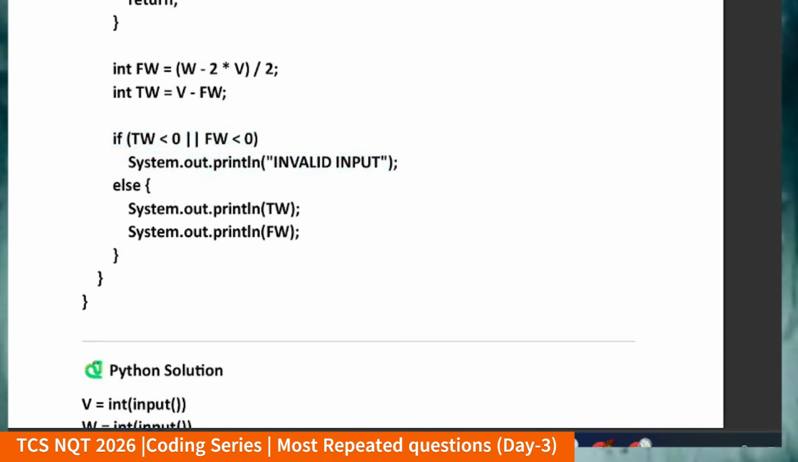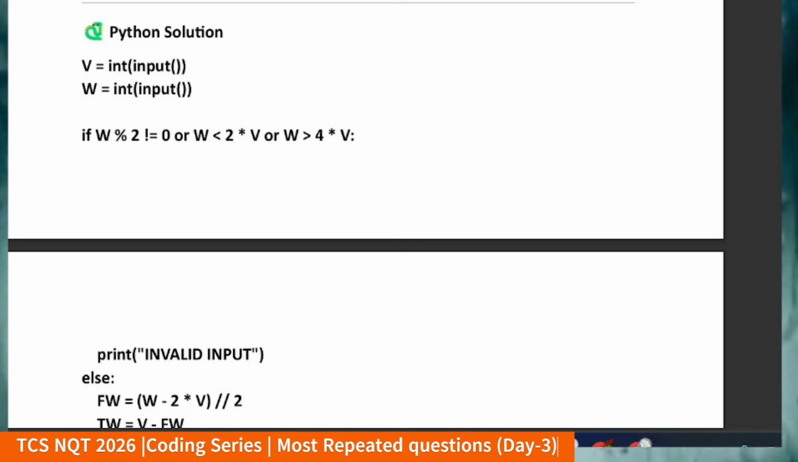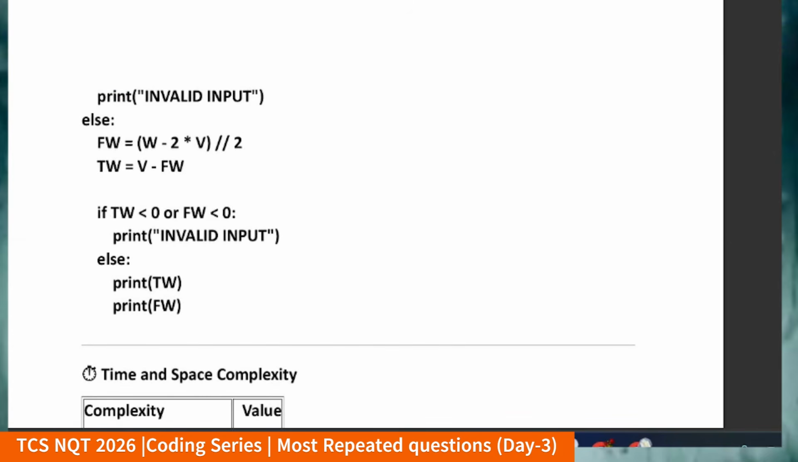Coming to the Python solution, again taking the value of v by int input, and checking the conditions of invalid input, else this will be your valid input, where I am just putting the formula and printing the two-wheeler and fw.